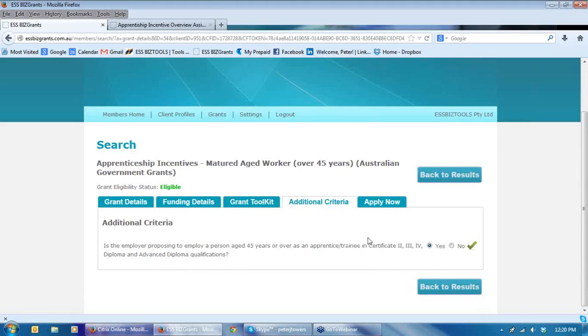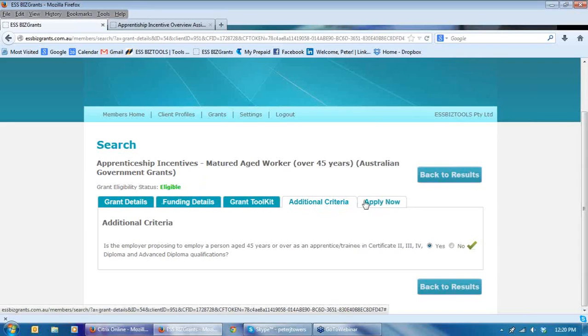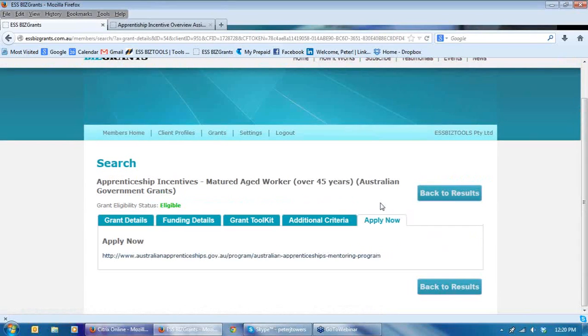what has now happened is that the system has shown up here that you're potentially eligible, and it's also put in this new box which says apply now. So when you click apply now, you get a new URL, and if I clicked on that, that would take me to the Australian Apprenticeship information page. In the other grants, it will take you direct to the grant application page of the various government departments.